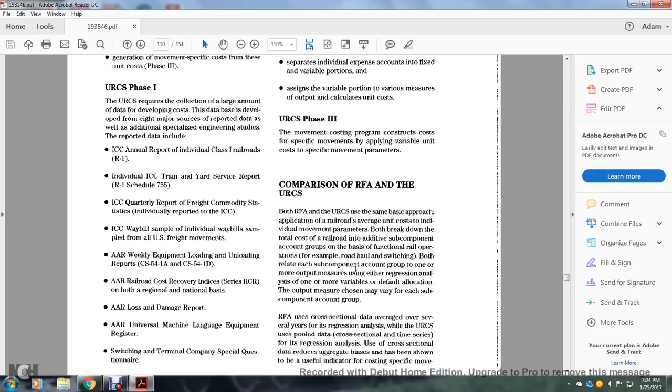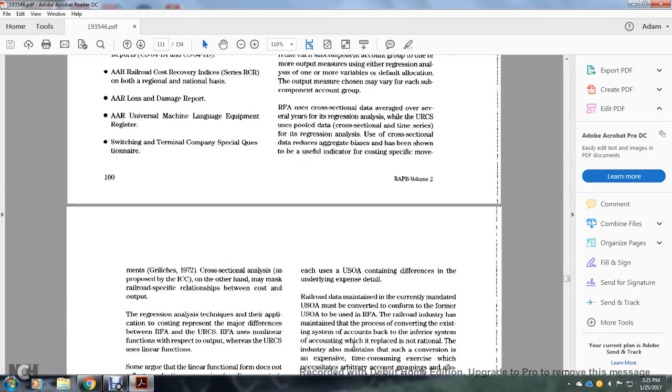One or more output measures are then used, with either regression or analysis of one or more variables, to allocate the cost. The output measure chosen may vary for each component account group. The Rail Form A uses cross-sectional data averaged from several years for its regression analysis, while the Uniform Railway Cost System uses pooled data, cross-sectional and time series, for its regression analysis. Cross-sectional data that requires an aggregated basis has been shown to be a useful indicator of cost-specific movement.